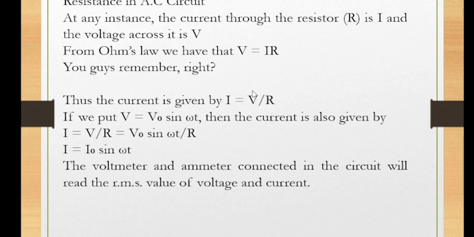And don't forget, we know what our V is. Our V is our instantaneous voltage. So if we put V equal to this, then the current is going to be given as I is equal to V naught sine omega t over R. I'm sure we understand that.